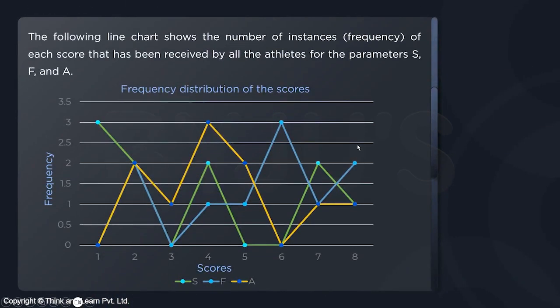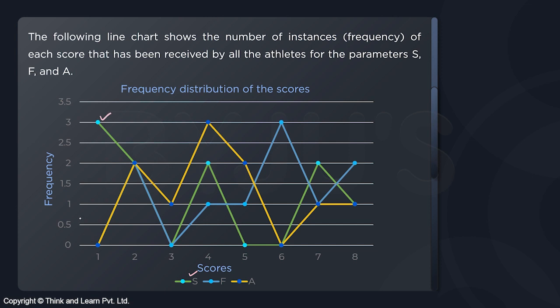After that, the following line chart shows the number of instances or frequency of each score that has been received by all the athletes for the parameters S, F, and A. So it is telling us about a frequency distribution of the scores. What does that mean? That when I talk about strength, which is the green one, you can say 1 appears three times.